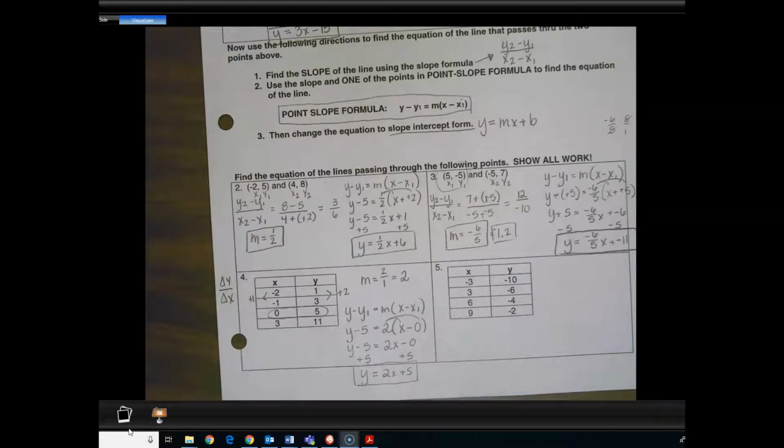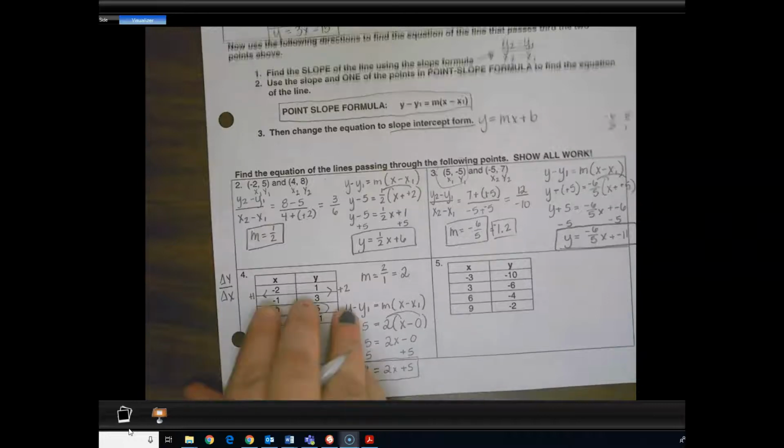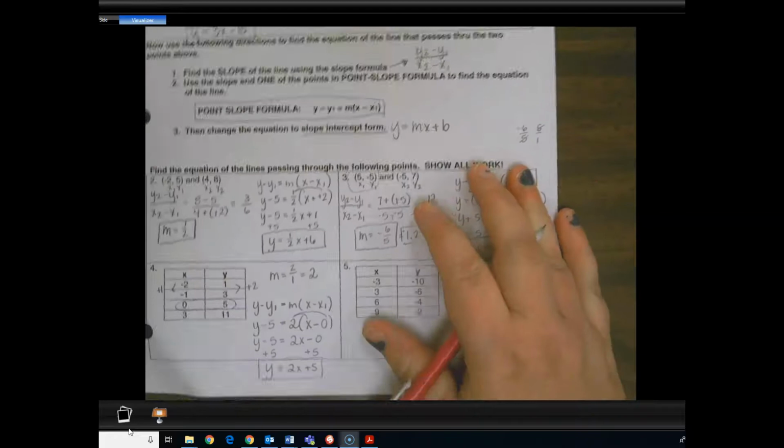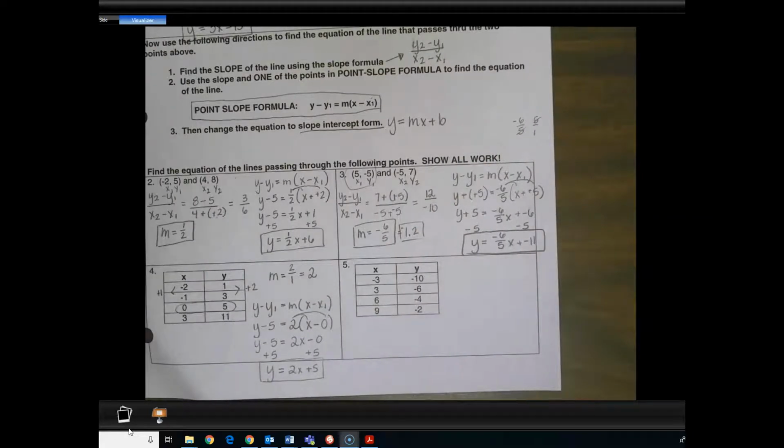Alright. So I want you to go ahead for number 5. So I'm looking at the back. For number 5, I want you to try it all the way through. I want you to find the slope. I want you to find the equation. And I want you to push play when you have done all of that, and then we will go through it together. So go ahead and push pause now.